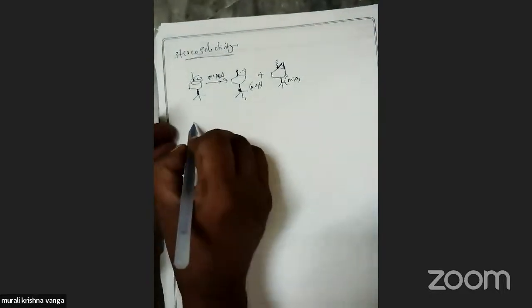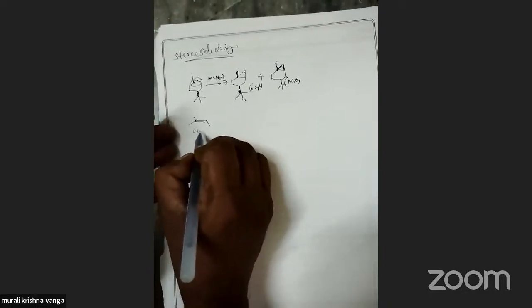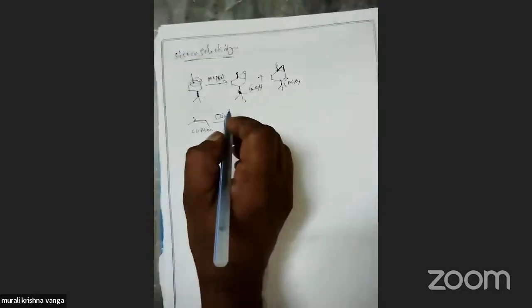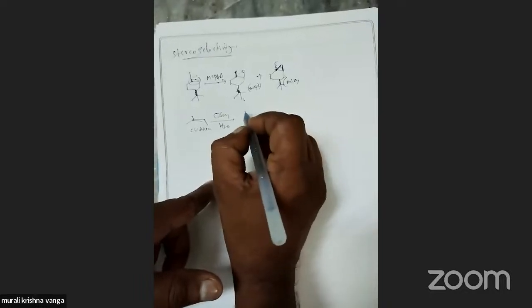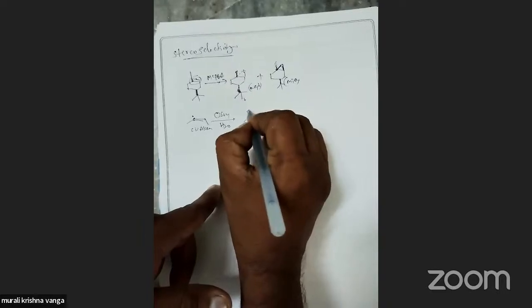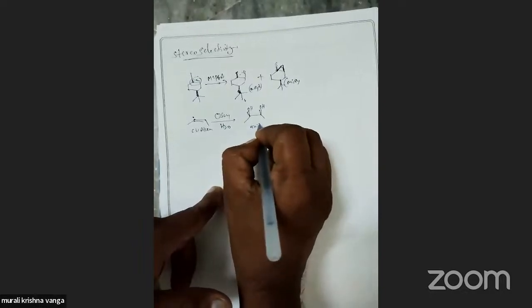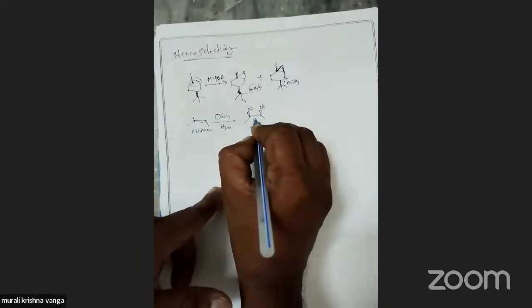Okay, when you take another example, a cis alkene undergoes hydroxylation with osmium tetroxide followed by hydrolysis, then cis diols are formed as the major product, and trans diols are formed as the minor product. Okay, these are the best examples of a stereoselective reaction.